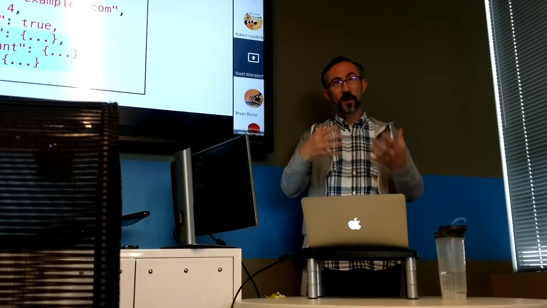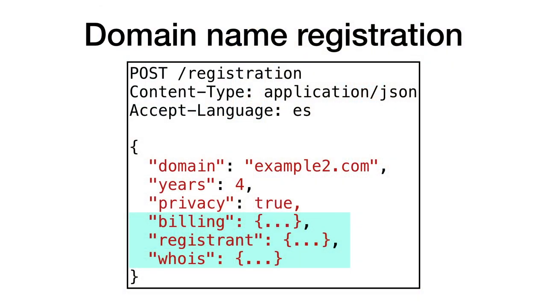Now, the client could still collect all of those things in four steps, as many steps as make sense for the UI. Whatever the UX people have designed could be done. We're not dictating anything about the construction of the UI, only that its final interaction with the API is to create a domain name registration with all of this information that we need.